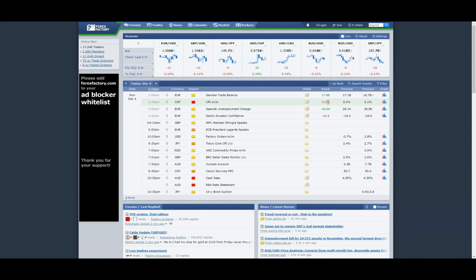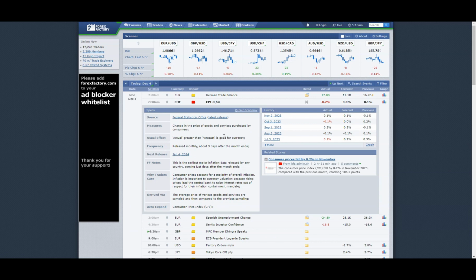So you want to see how it affects the market. The market actually priced in this 0%. So it's fair if the actual comes out exactly the same as the forecast. The market shouldn't move, theoretically. When I open this detail, I'm going to show you this: the actual greater than the forecast is good for the currency. Because this number was less than the forecasted number, it's bad for the Swiss franc. So anything that's related to the Swiss franc, or the pairs related to it, the market's going to be moving at this specific time.